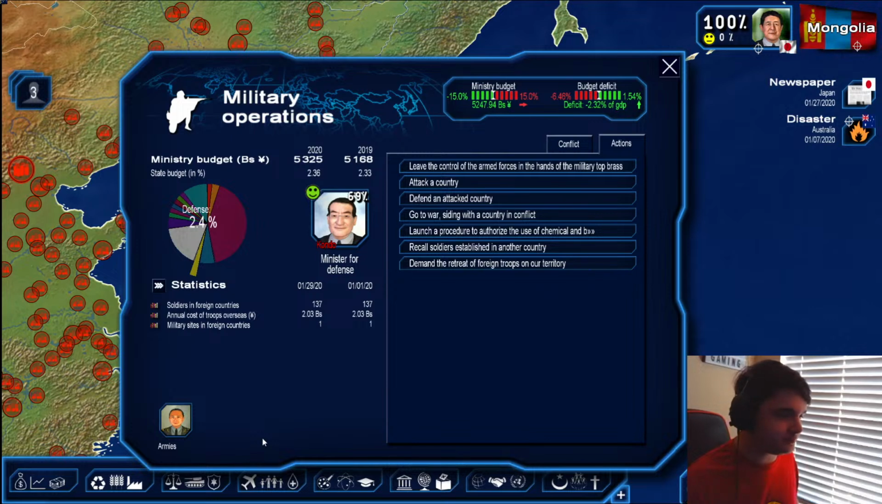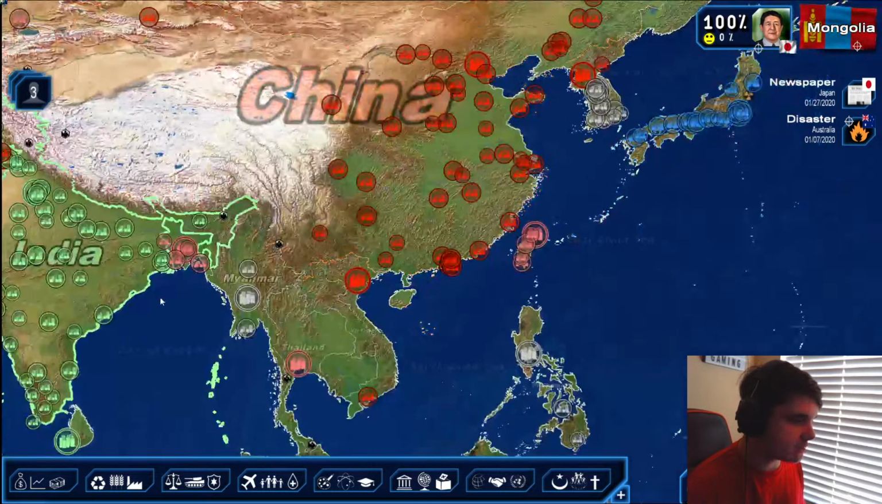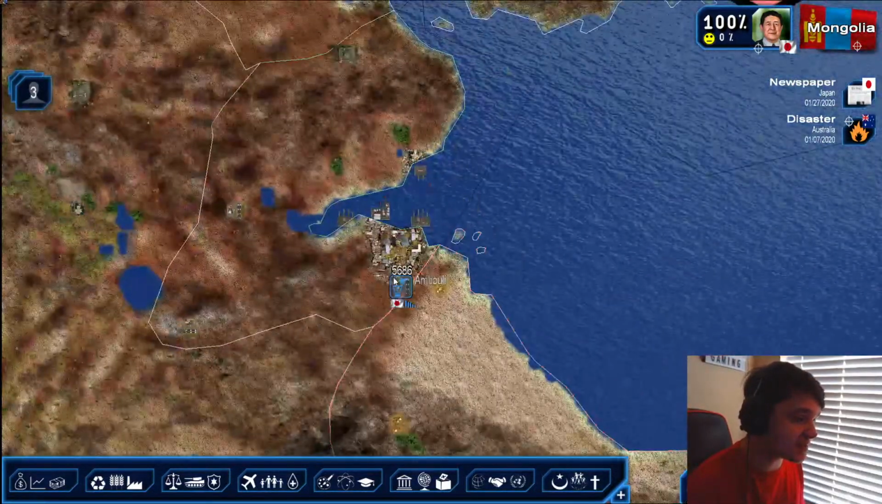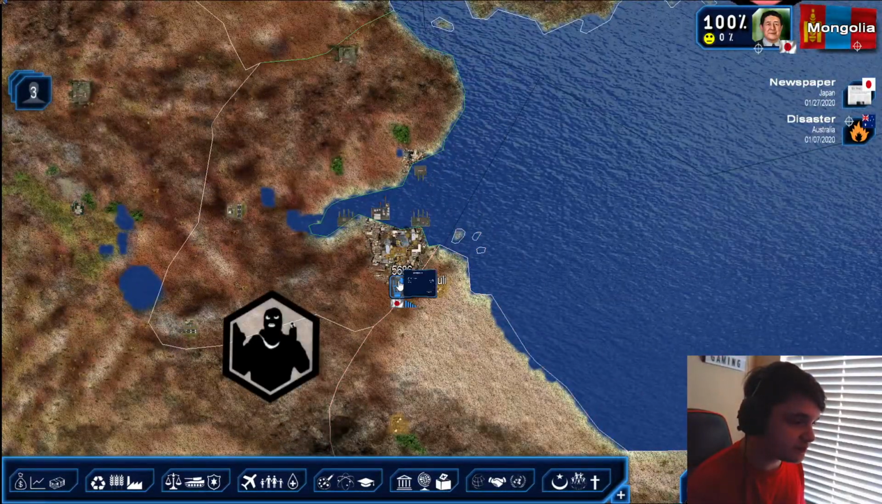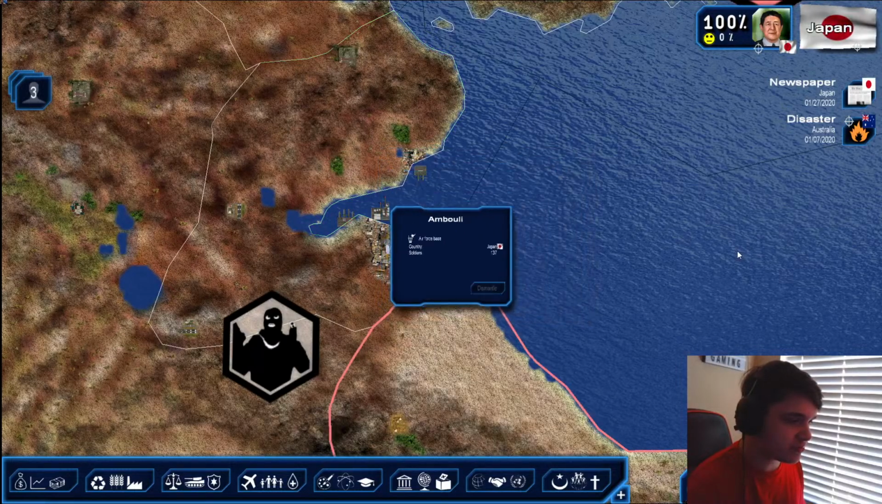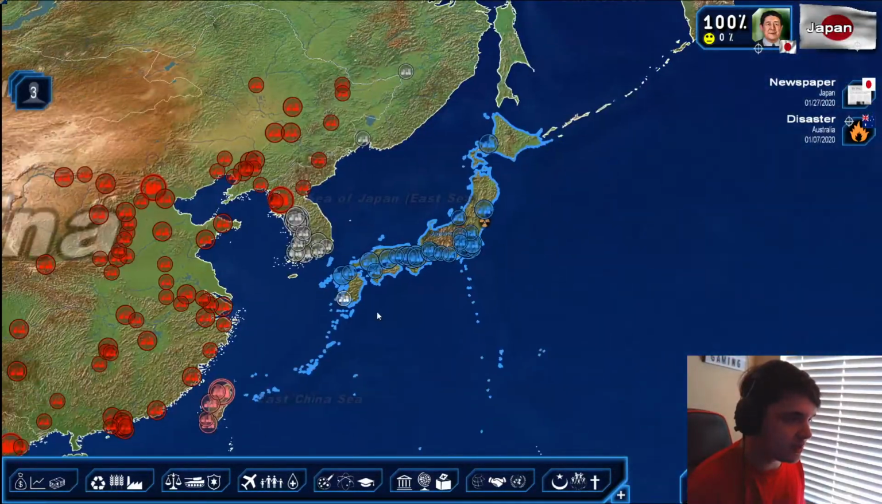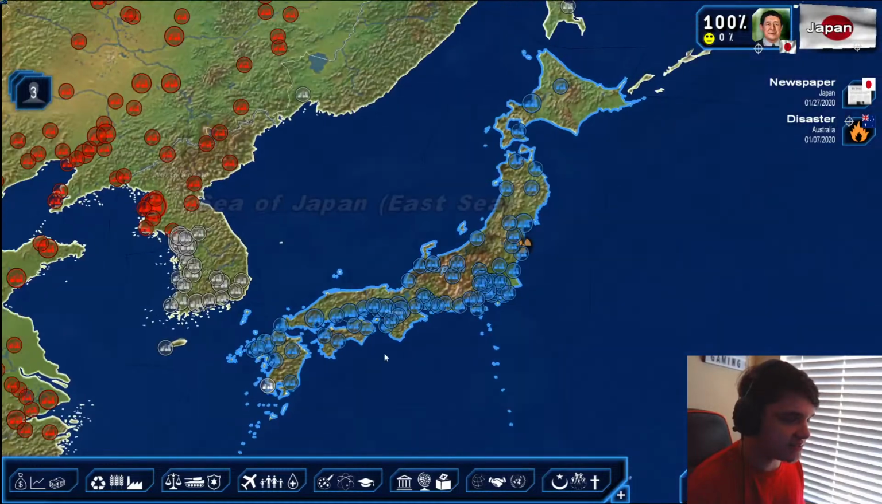137 troops are stationed abroad. We have 1 military campsite. Where is that? Oh, well, if you guys didn't know, Japan actually has a deployment in Djibouti. 137 troops are deployed into the Republic of Djibouti. That is mainly because of anti-piracy.